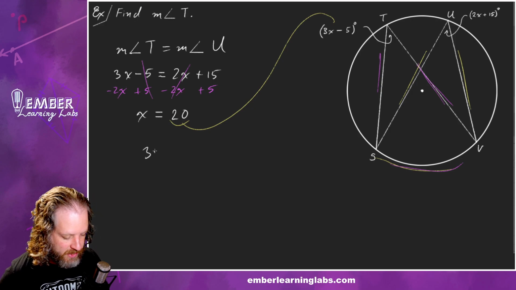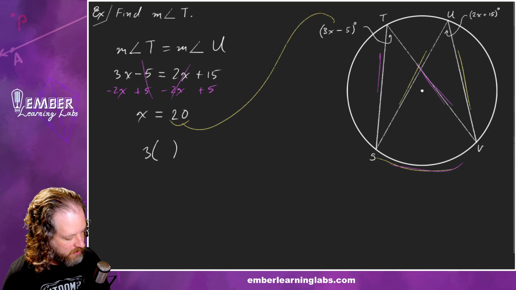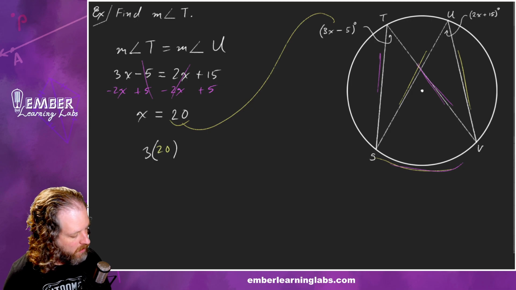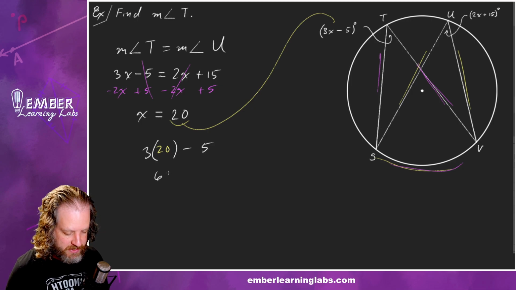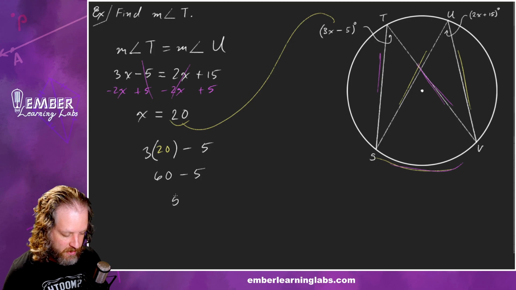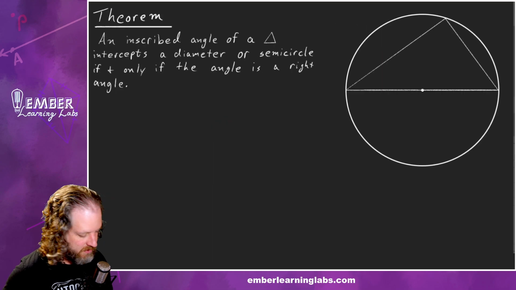So we've got 3 times x, which is 20, minus 5. 3 times 20 is 60, minus 5. 60 minus 5 is 55. What is this? This is an angle, so 55 degrees, because we're labeled degrees. Good to go. Let's do the next thing.